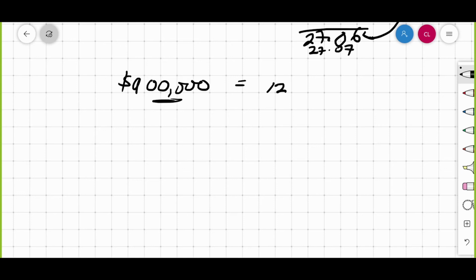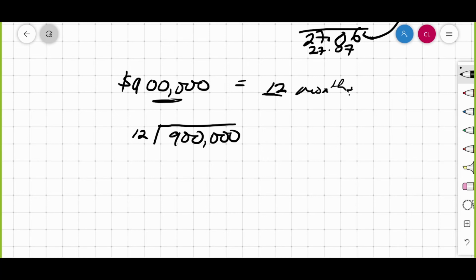So $900,000 is earned by this man in 12 months, right? So if we want to know the average, we would say 900,000 divided by 12. So we have our 900,000 and we're going to divide this by 12. So how far can we get 12 going into first 2 digits there, 90? All right, so 12, and we're seeing how many times we can get that into 90.